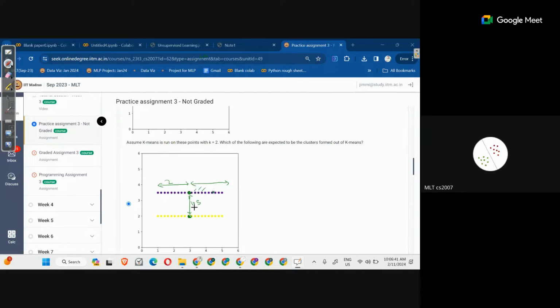And if some point is more than 1.5, then the distance from here and the distance from here will always be lesser from here only. So it will fall into this.